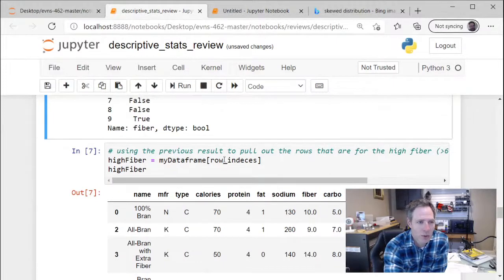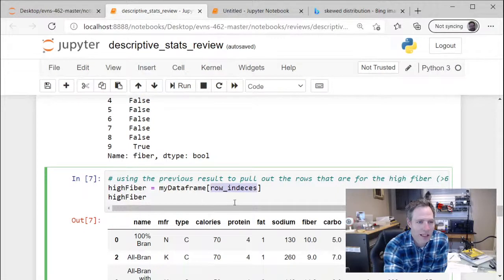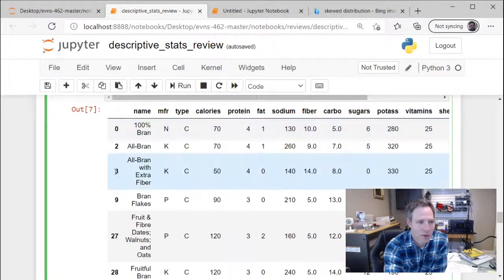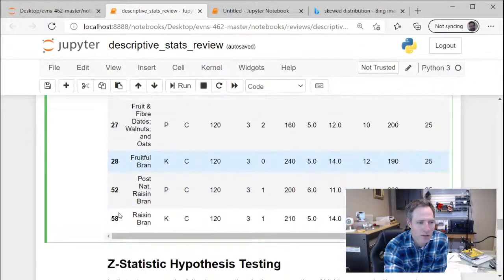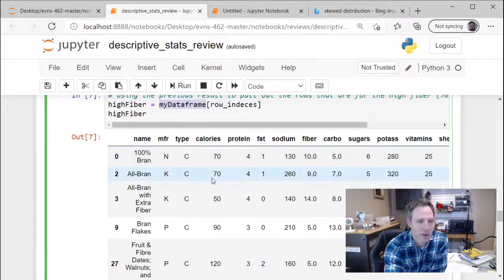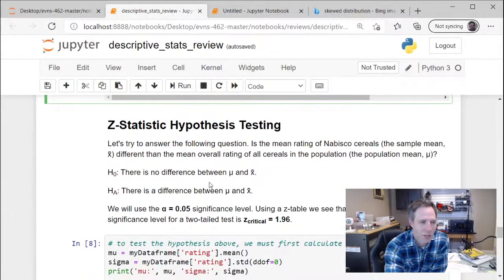If you wanted to pull just those values out of your data frame, you could pass that list of trues and falses to your data frame, and what you get is the high fiber results. So row 0, row 2, row 3, row 9, row 27, 24, 52, and 58 are the high fiber serials. So you can isolate data by using references like that. I won't ask you a question about those techniques on the exam though.